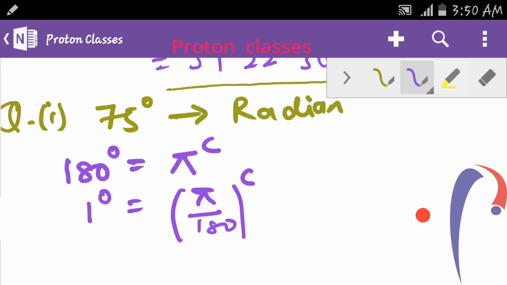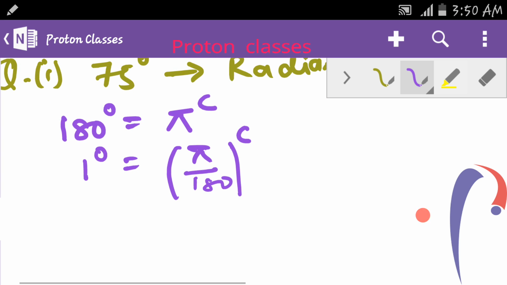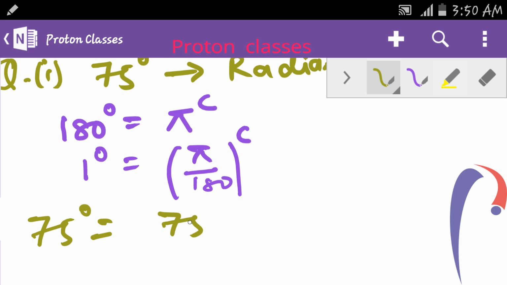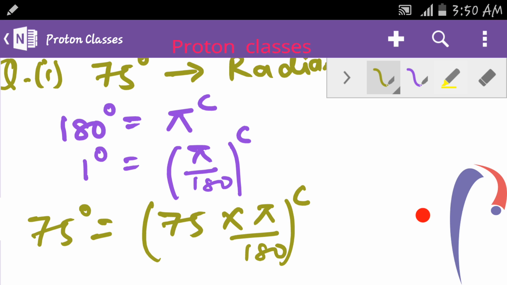Now we have to convert 75. If 1 degree equals pi upon 180 radians, then 75 degrees equals 75 into pi upon 180 radians. Now one thing we have to learn here is, don't put the value of pi here. We have to write radians in terms of pi only. Remember it. Don't put the value of pi.